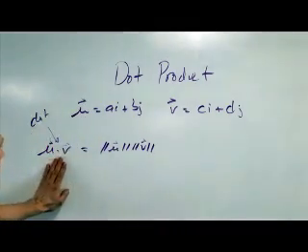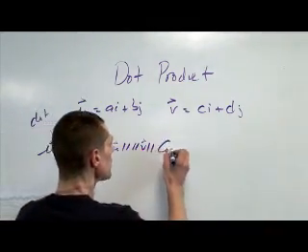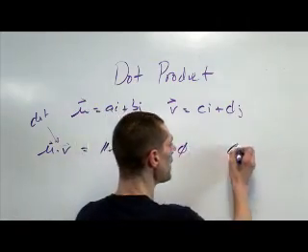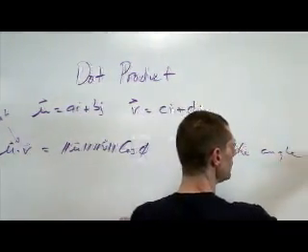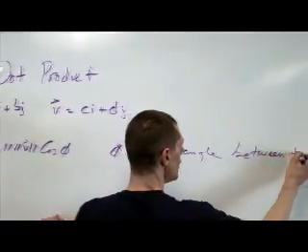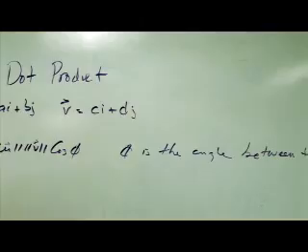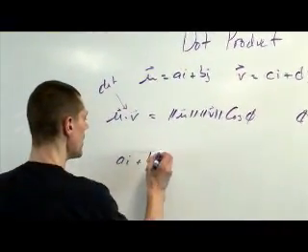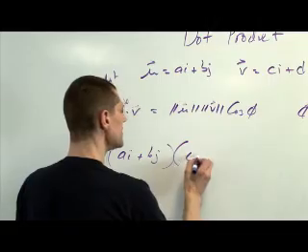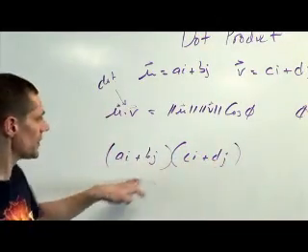So U dot V is the norm of U times the norm of V times the cosine of theta, where theta is the angle between them. This is also the same as this: Ai plus Bj dot Ci plus Dj. I'm going to FOIL this out.